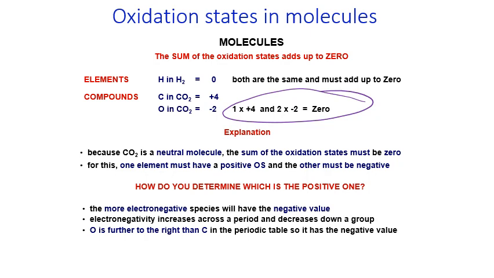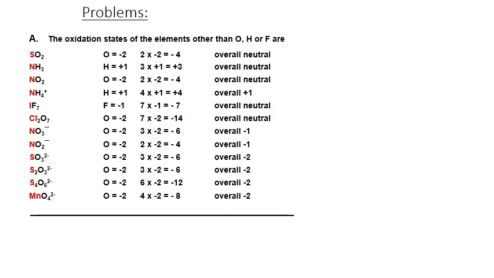Basically, the more electronegative species will have the negative value. For carbon dioxide, the electronegative species is going to be good old oxygen. Electronegativity increases across the period and decreases down the group. So in light of that, oxygen in carbon dioxide is going to have the negative value in this species. Here are some more problems to work out.